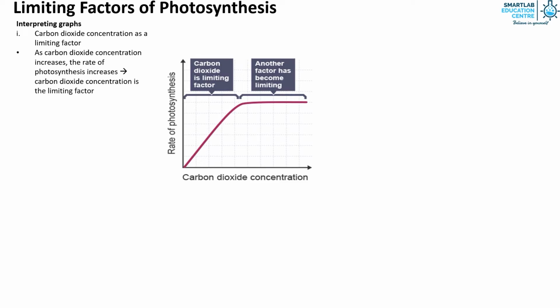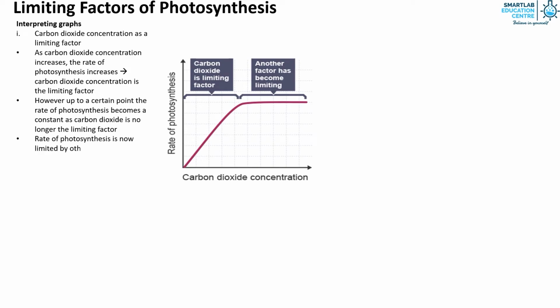However, up to a certain point the rate of photosynthesis becomes constant as carbon dioxide is no longer the limiting factor. The rate of photosynthesis is now limited by other factors such as light intensity and temperature. Second, we have the graph of rate of photosynthesis against light intensity.